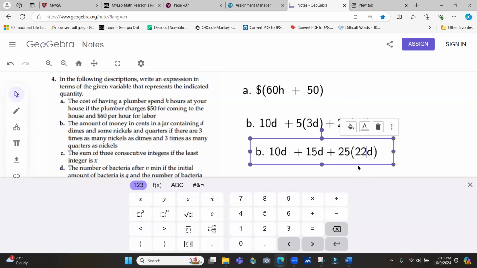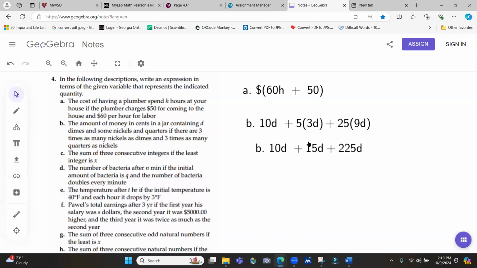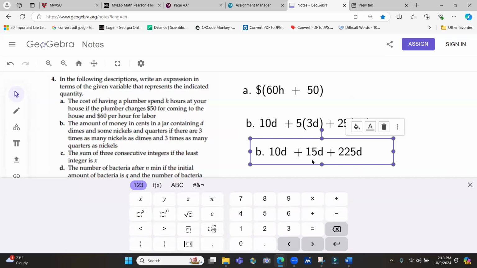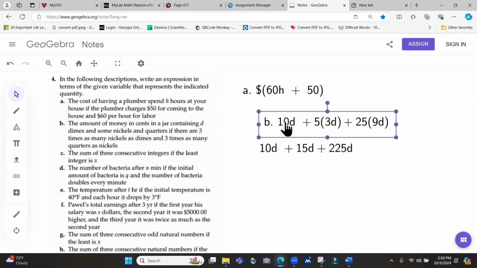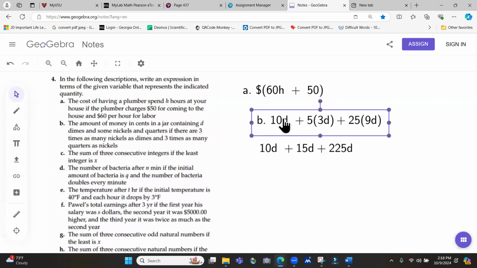Could you explain where you got those numbers at? I will. Give me 1 second. Okay. So you're probably wondering, do you understand why 10D is going to be the value of the total amount of money in terms of cents from the dimes? Would you accept that?